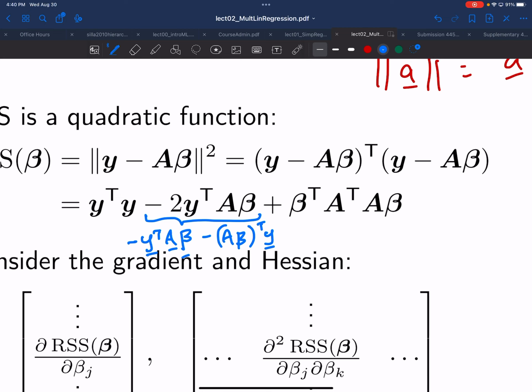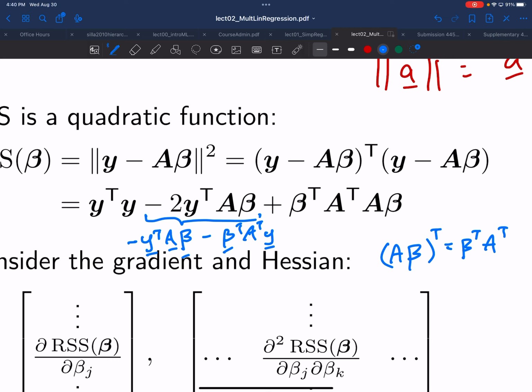Now, okay, we can rewrite the second one. Another important thing: if you have a product of matrices, in this case A times beta, and you transpose that product, then you get the second one transposed times the first one transposed. So it's important that you reverse the order. Right, that's an important thing. So let's do that. We'll replace this with beta transpose A transpose Y.